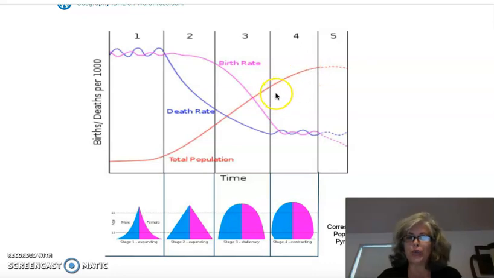There's not a huge increase. So even though there is a swoop up here, you see it level out, and certainly as it transitions into stage 5, you see more of a level playing field. Okay, so this birth and death rate crossover here that you see on this demographic transition model, this give and take back and forth, stabilizes this population growth.